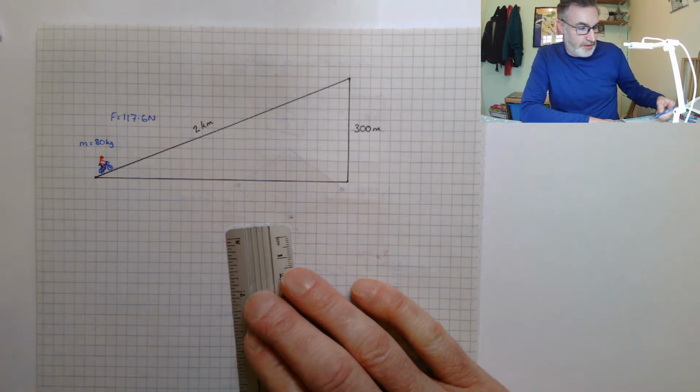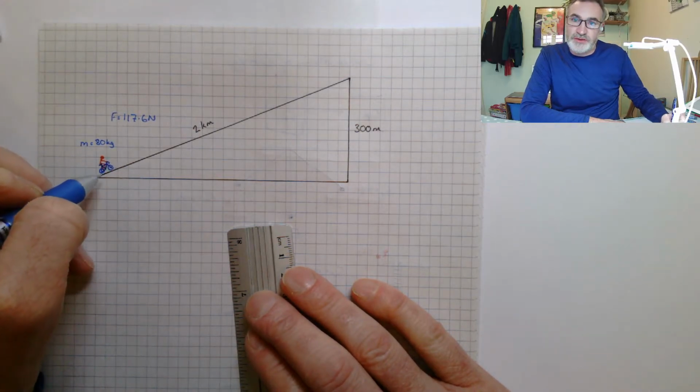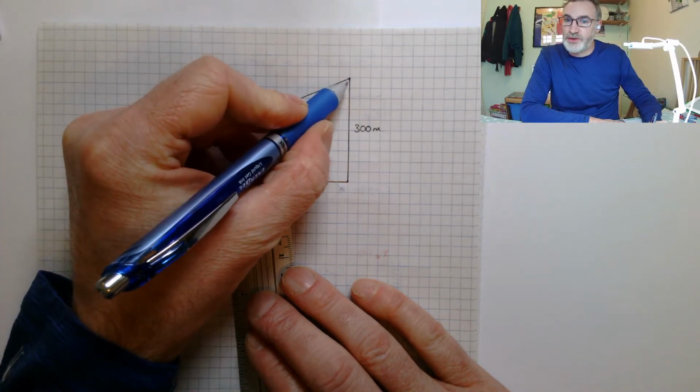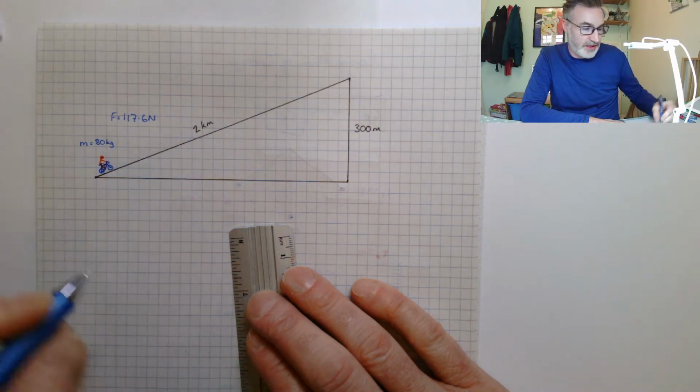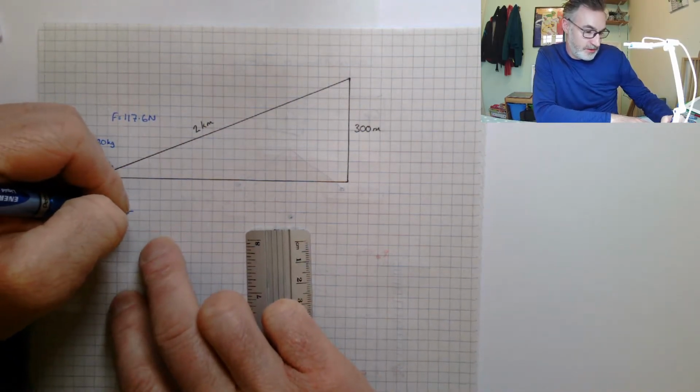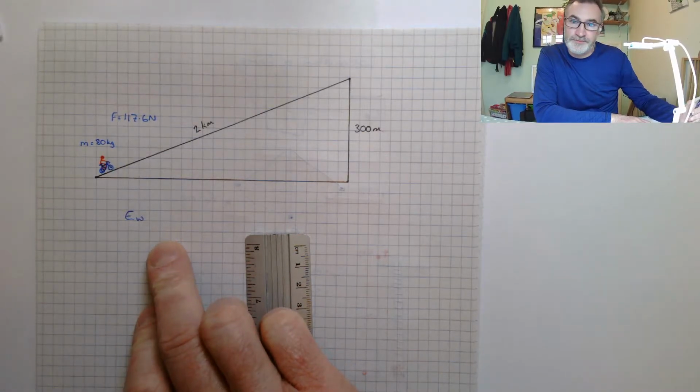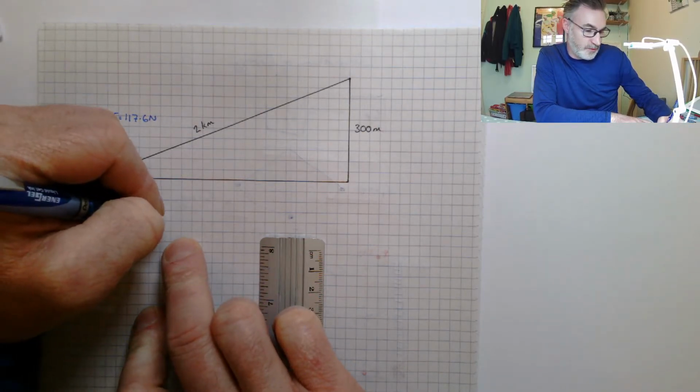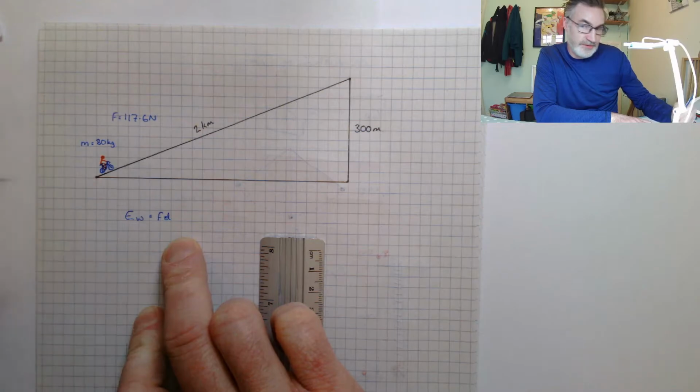So the amount of energy that it takes me to go from this point to the top of the hill that's 2 kilometers later will have work done is equal to force times distance.